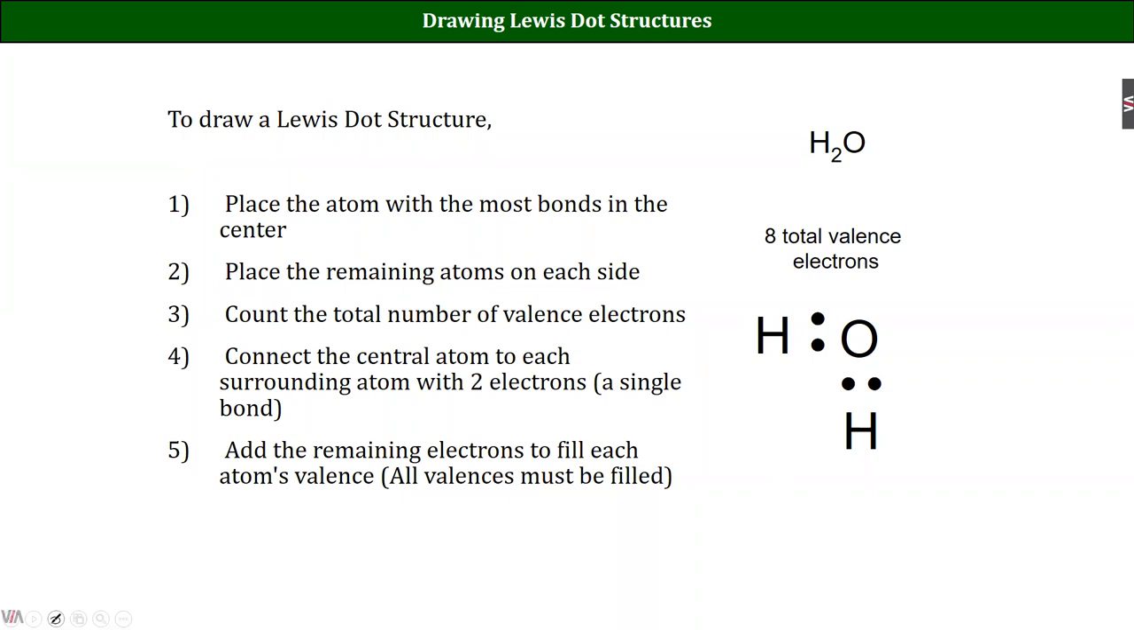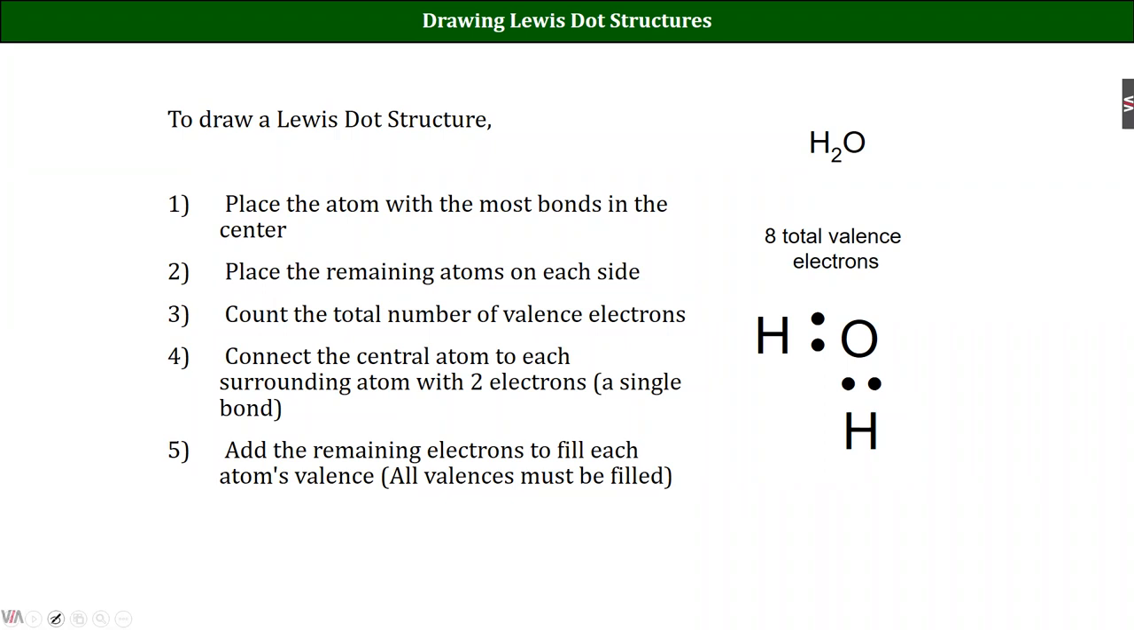How many electrons are around the oxygen right now? Only four, the way it's drawn. When I say right now, I mean the way it's currently drawn. The oxygen has four electrons around it. How many total valence electrons does the oxygen need? Eight. Lucky us, we've got four electrons left. So where are we going to put those other four electrons? Yeah, around the oxygen.